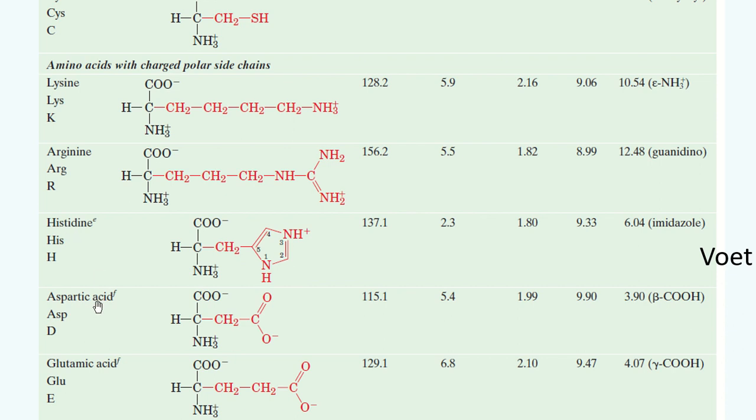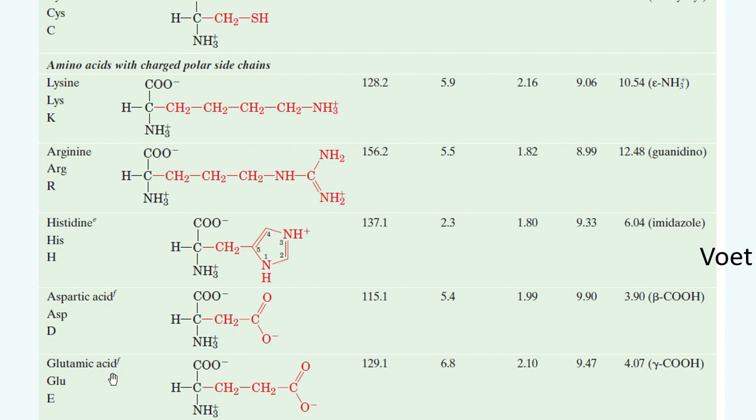The amino acid aspartic acid contains acetic acid as its side chain. So acetic acid is CH3COOH. If you take away one of the hydrogens here and put it to this alpha carbon, that will become a 2-carbon side chain containing a carboxyl group on it. So this is acetic acid attached to the alpha carbon. So that is called aspartic acid.